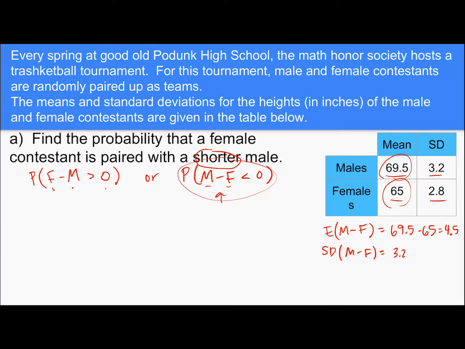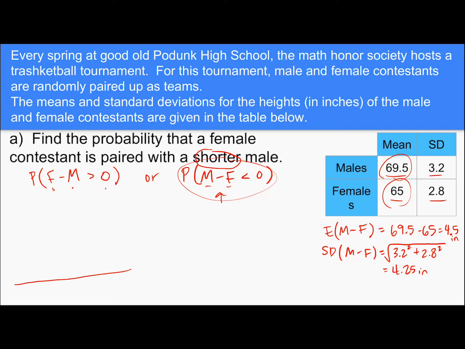So I'm going to do 3.2 squared plus 2.8 squared to get the combined variance. And then I'm going to square root that to get back to standard deviation. And that will give me a standard deviation of 4.25 inches. Both of these are inches. So on average, males are 4.5 inches taller, but the standard deviation in the difference in height is 4.25. So that's our mean and standard deviation.